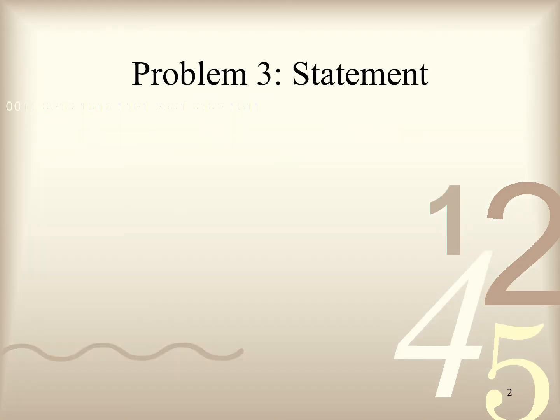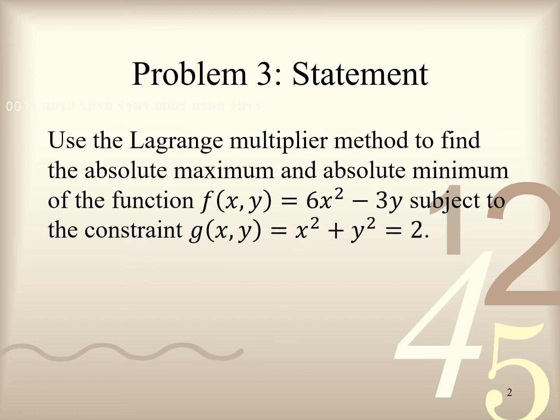Here's the statement of problem 3. Use the Lagrange multiplier method to find the absolute maximum and absolute minimum of the function f(x,y) equal to 6x squared minus 3y, subject to the constraint g(x,y) equal to x squared plus y squared equals 2.